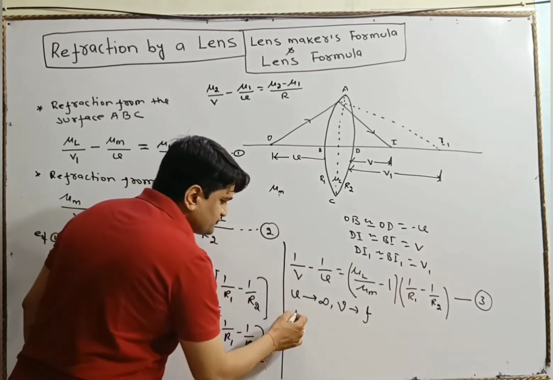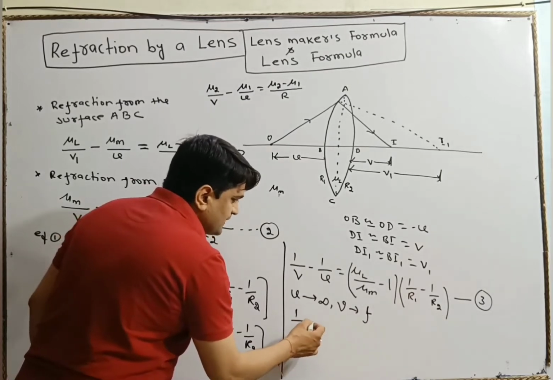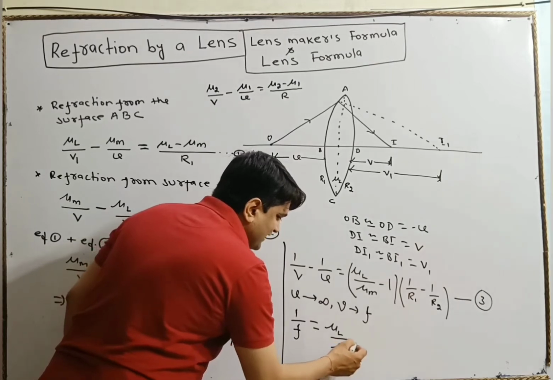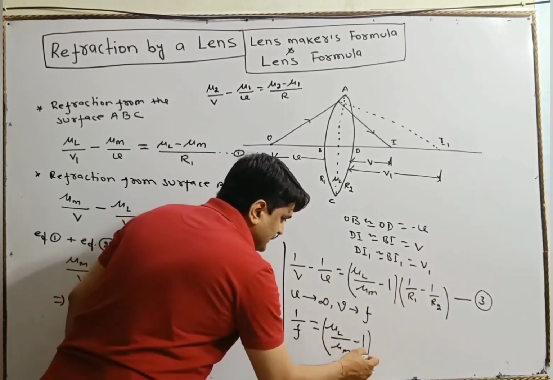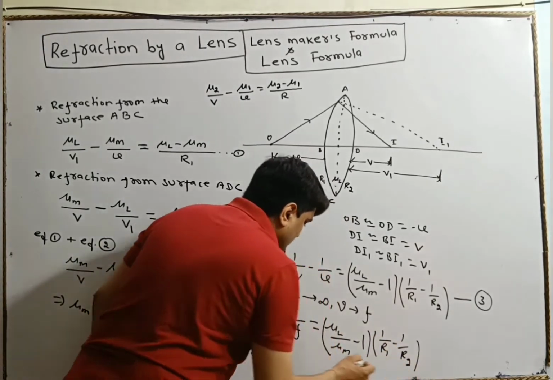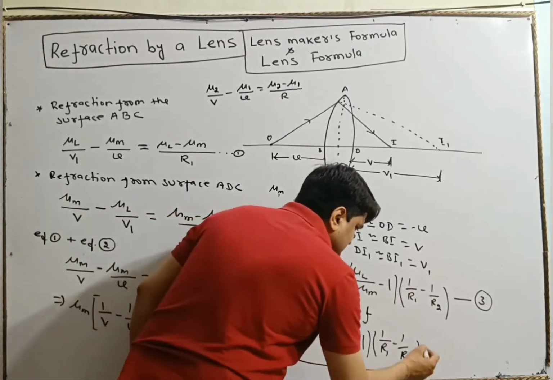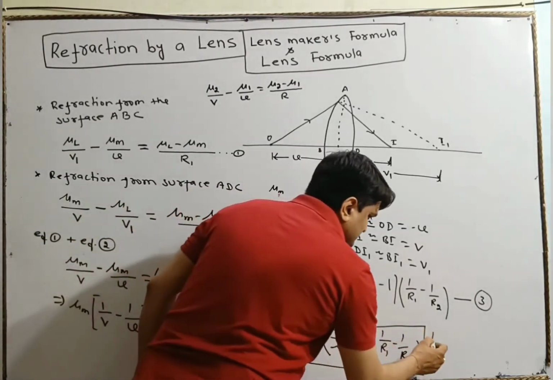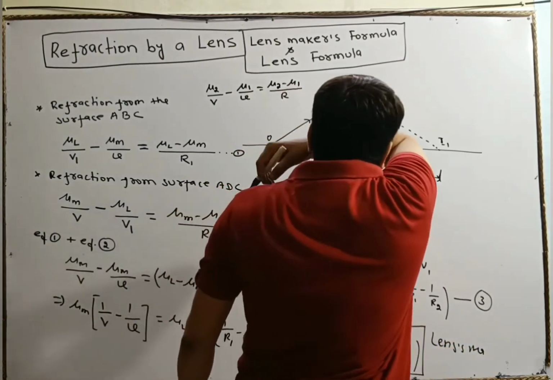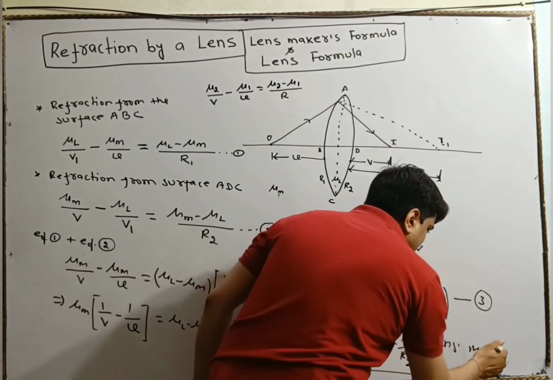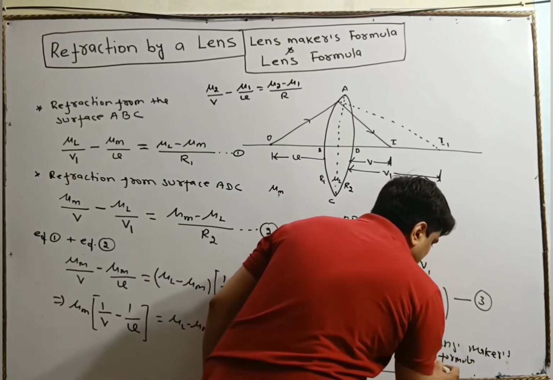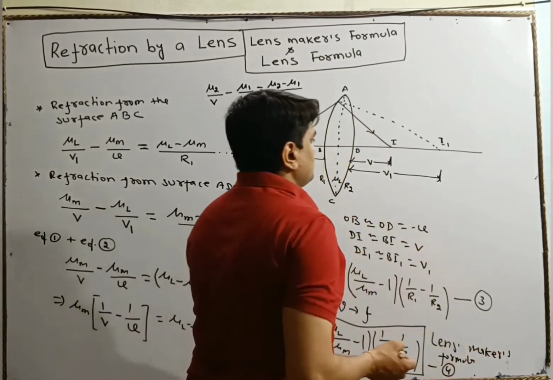So this equation becomes 1 upon f equal to (mu_L upon mu_M minus 1) times (1 upon R1 minus 1 upon R2). This equation is known as the Lensmaker's formula. Name it as equation number 4.